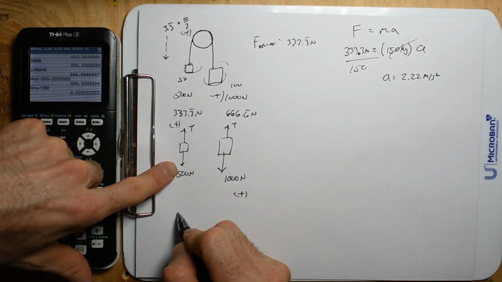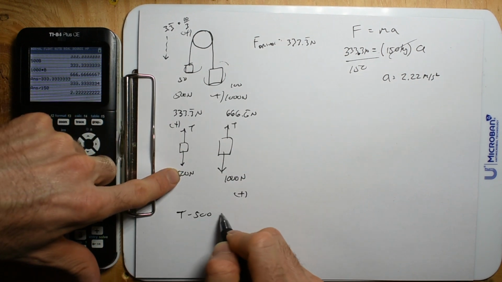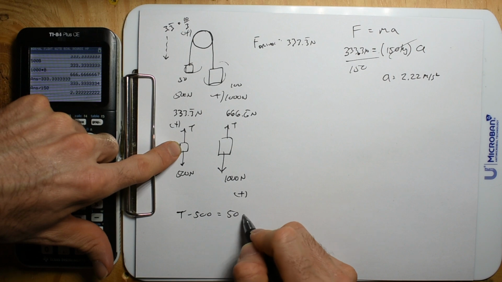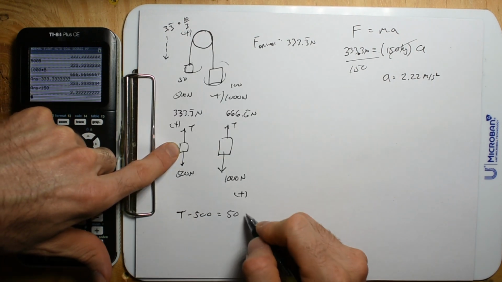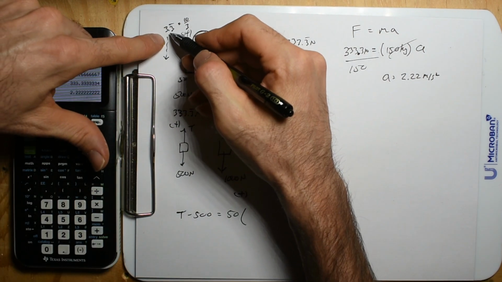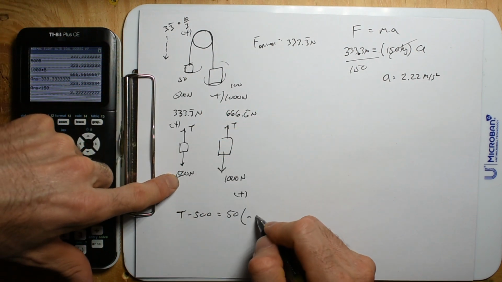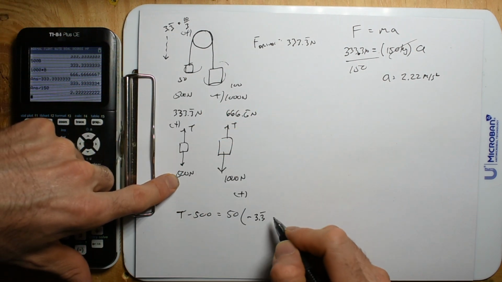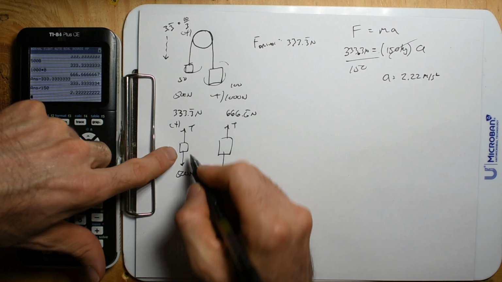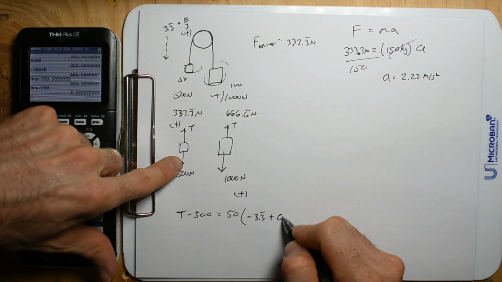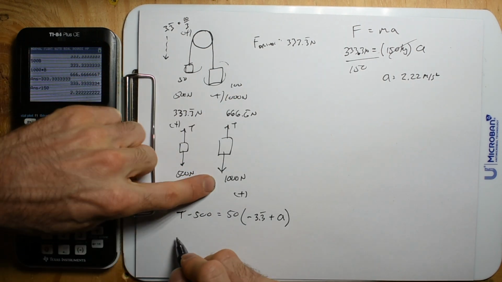So for this equation, I'm going to say T minus 500 is equal to 50 times the acceleration, and we see that the frame of reference is accelerating in the wrong direction, the negative. So we have negative 3.3, and then we have plus A. It's probably going this way around, so we have that A. And now we're going to do this one.